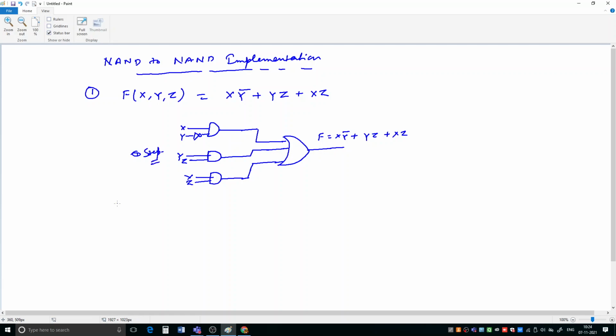Second step, what you have to do, after drawing the circuit using the basic gates, meaning AND, OR and NOT gates, is replace all the gates in this circuit with a NAND gate. Simple. First you draw the circuit using the basic gates. Now in the second step, replace all the gates in this circuit with a NAND gate. Okay, so let me replace that one. Second step I am going to perform.